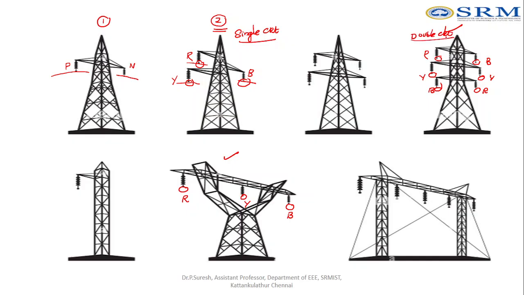What is the meaning of double circuit? With the help of only one transmission tower, I can place two circuits. So this is one circuit and this is another circuit. So two circuits can be formed. This is the arrangement of towers by which the conductors are placed on the transmission tower for transporting the power from one place to another place. These things you can see on the roadsides. So different types of arrangement of towers are shown here.